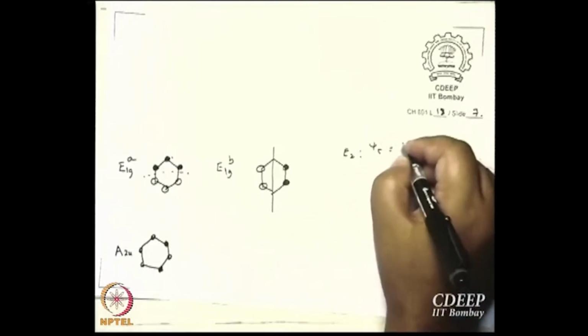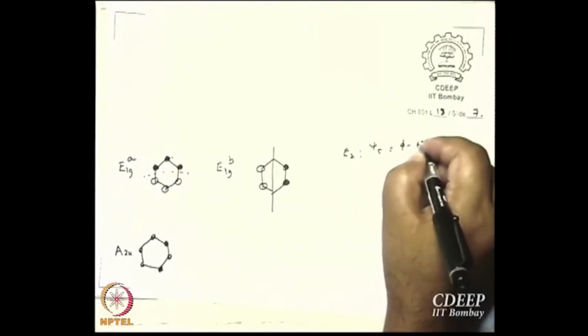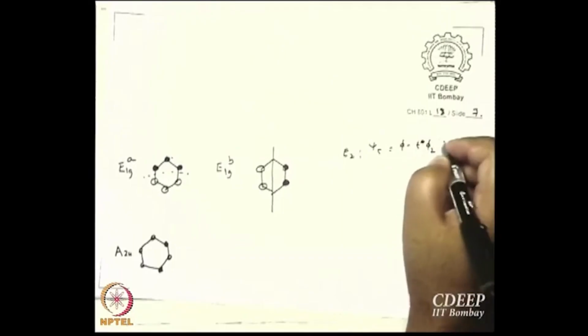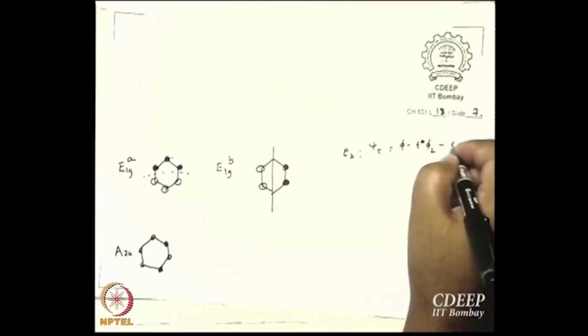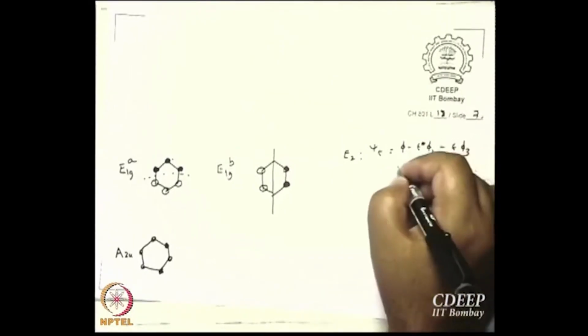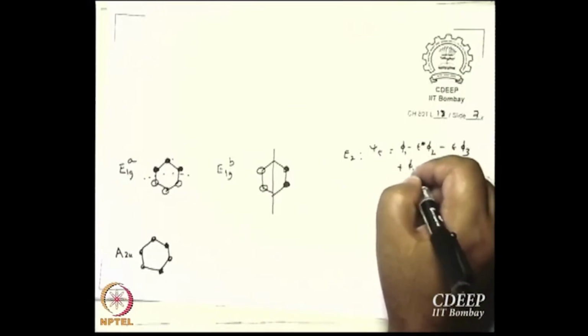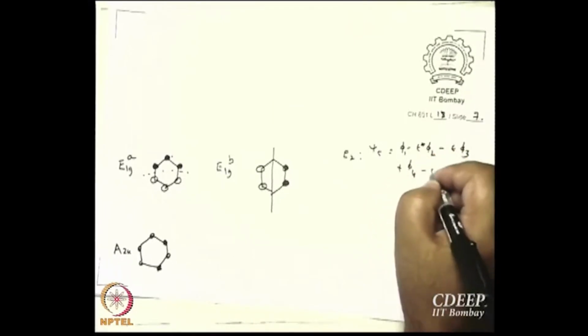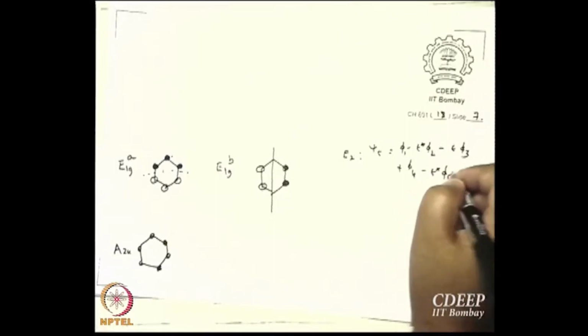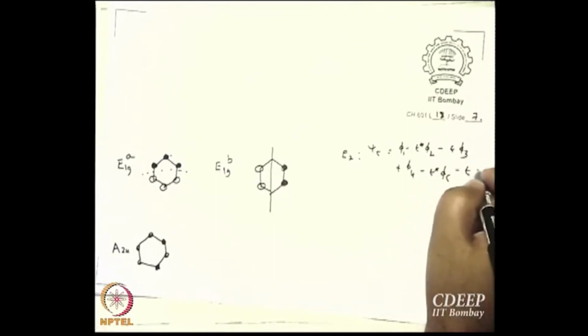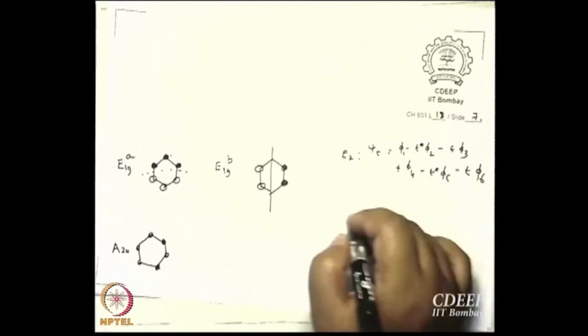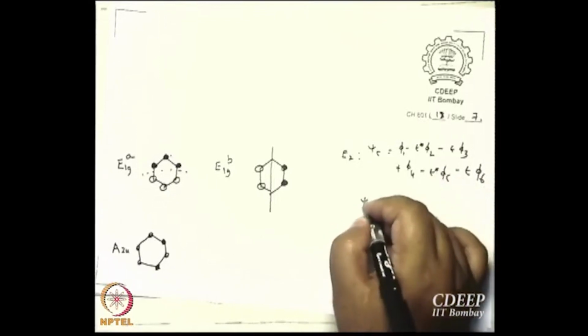Phi 1, epsilon star phi 2, minus epsilon phi 3, plus phi 4, minus epsilon star phi 5, minus epsilon phi 6. And what is psi 6?